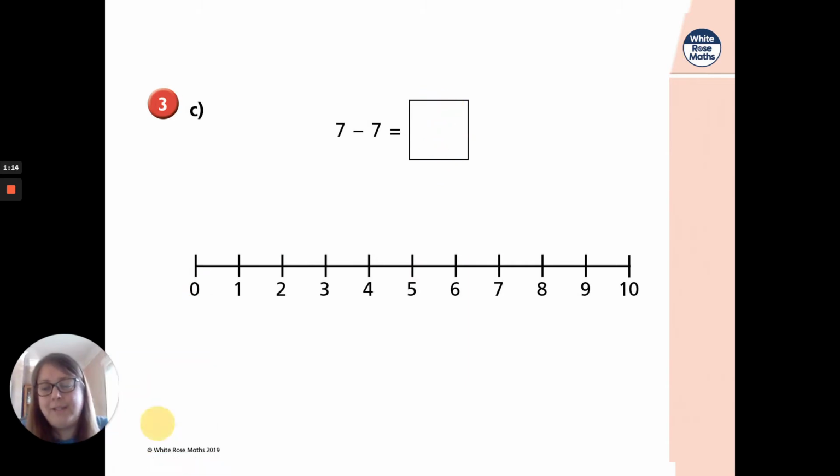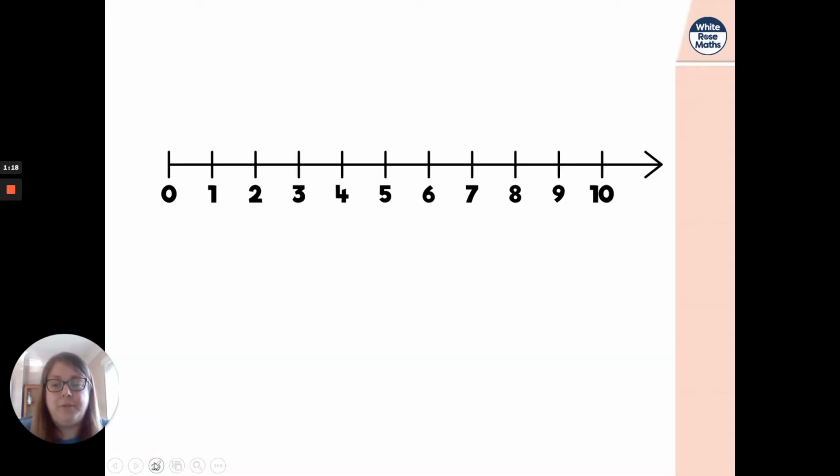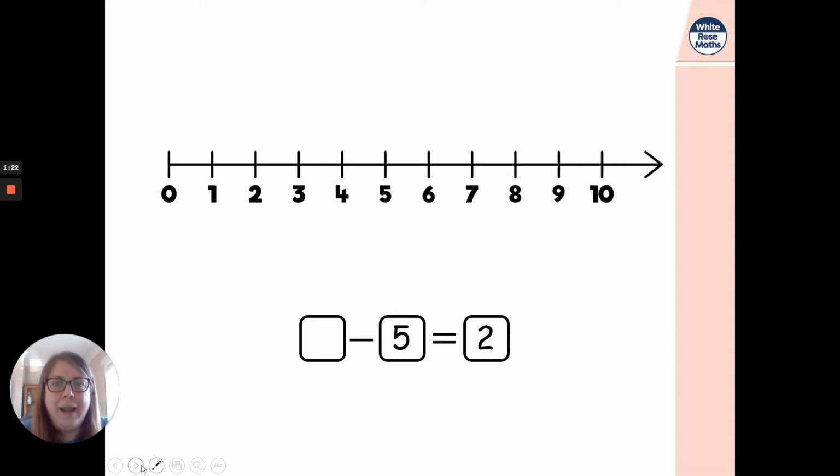But today it's a little bit trickier because I've changed it round where the first number is missing. I wonder how we're going to work this out. Maybe pause the video and have a little chat with your grown-up. How do you think you're going to work that out? It is quite tricky, isn't it? I wonder what we're going to do.